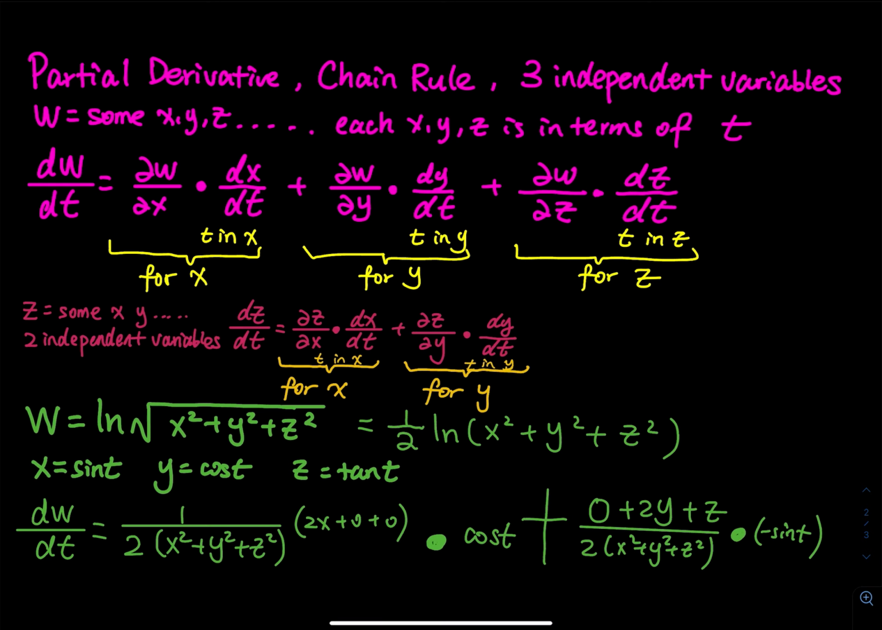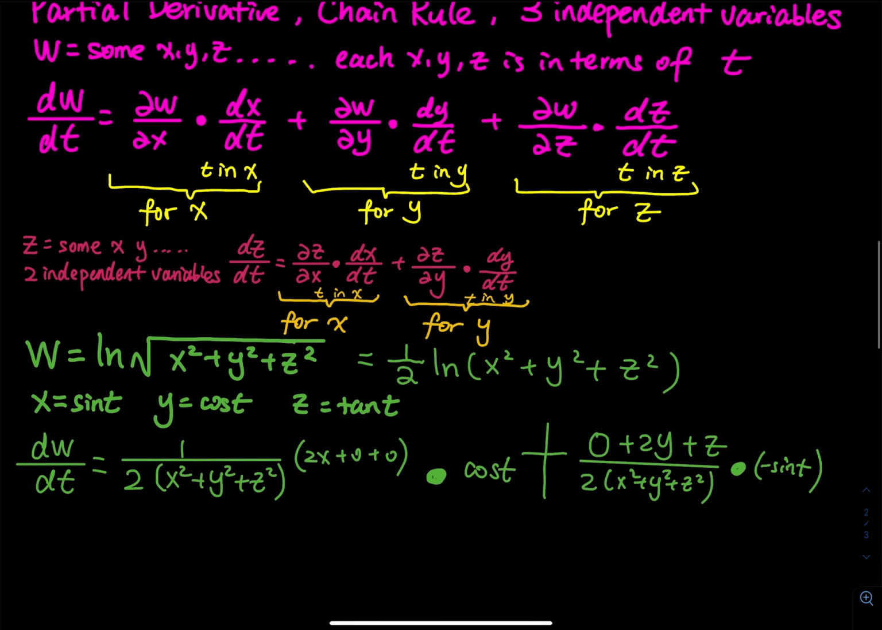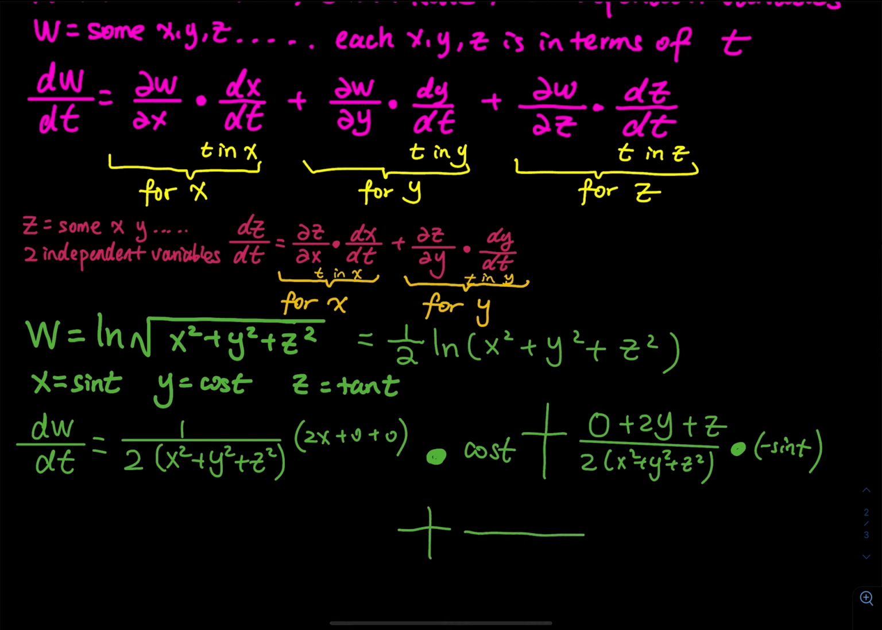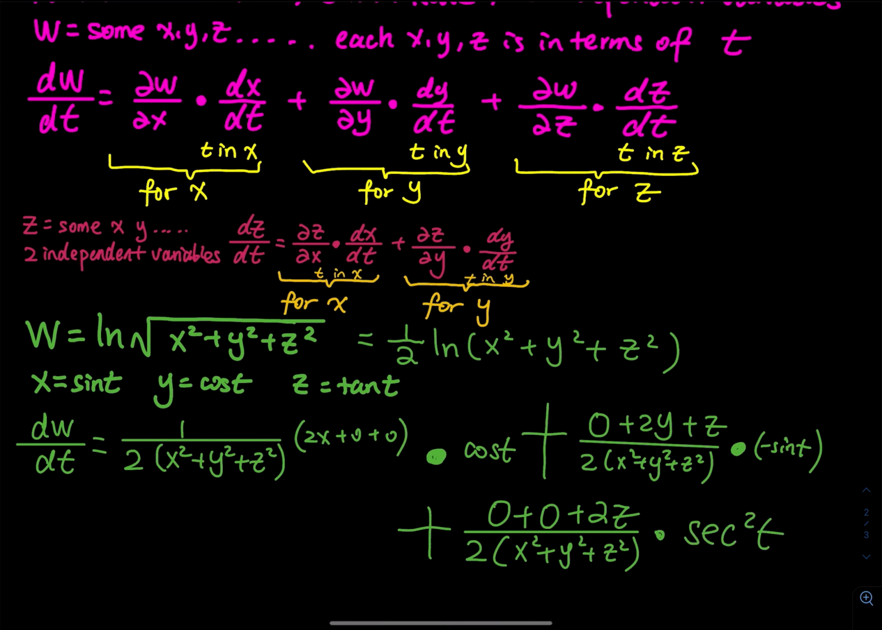So now x is done, y is done, we are moving on to z. And then we do a big plus. For z, same thing. We take care of the ln. We bring the whole thing downstairs: x squared plus y squared plus z squared. And then the derivative of this, we are still working on the partial derivative. So this time only z squared is a variable. So the x is 0, the y is 0, the z squared gives 2z. And then we multiply this by dz dt. So that will be the derivative of tangent, which is what? Secant squared t.